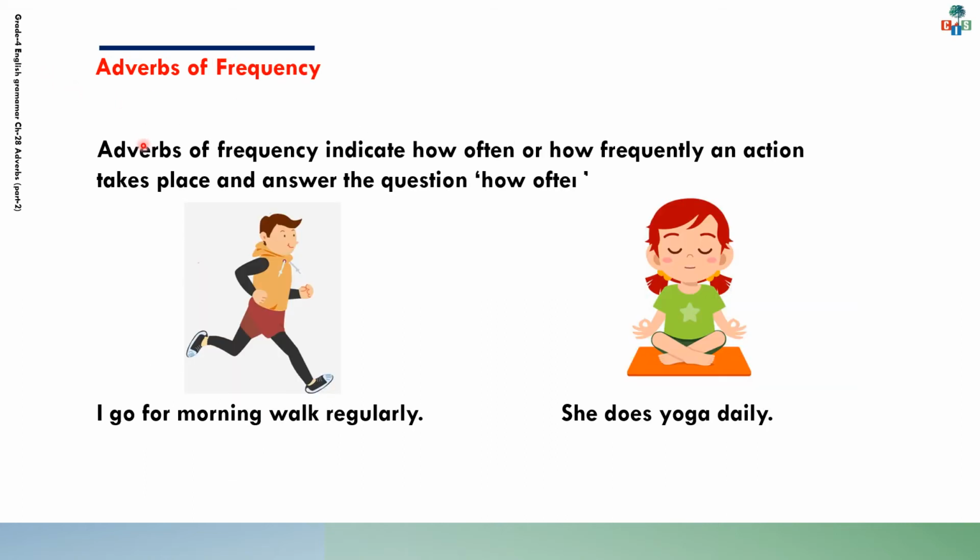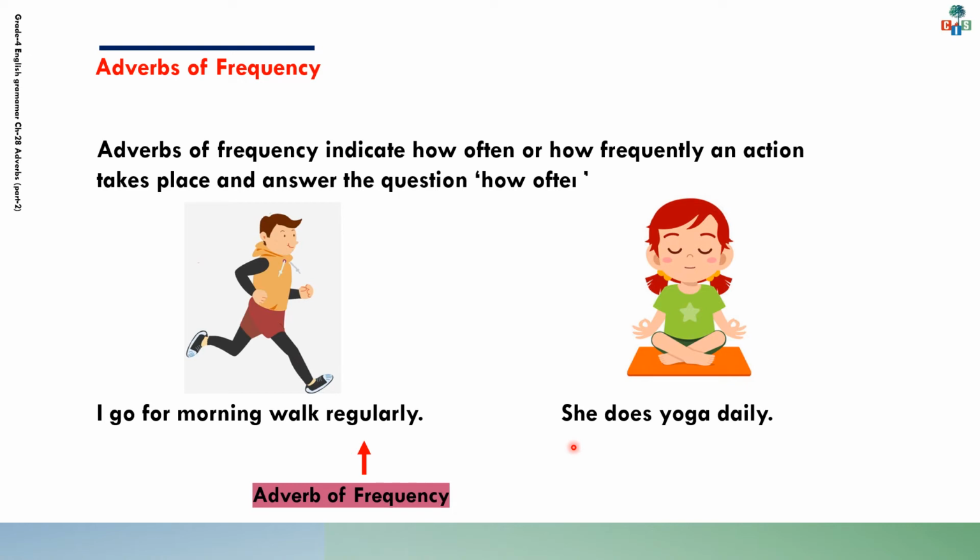Adverbs of frequency. Adverbs of frequency indicate how often or how frequently an action takes place, and answer the question how often. It means children, adverbs of frequency tell us how often or how frequently an action is done. Means how repeatedly an action is done. See the example. I go for morning walk regularly. Now, to identify an adverb of frequency, answer the question how often. How often do you go for morning walk? I go for morning walk regularly. So you get the answer regularly. So regularly is an adverb of frequency.